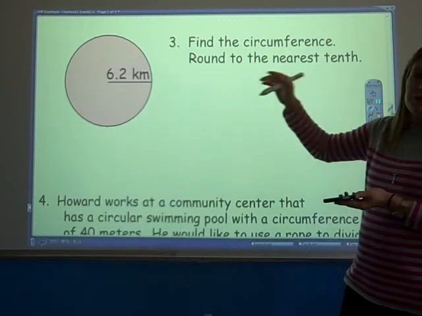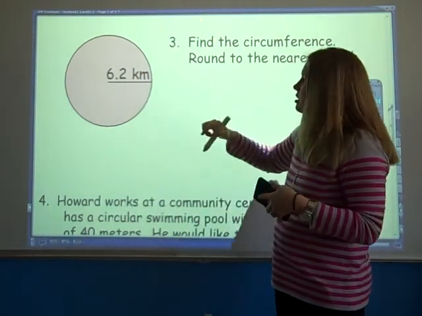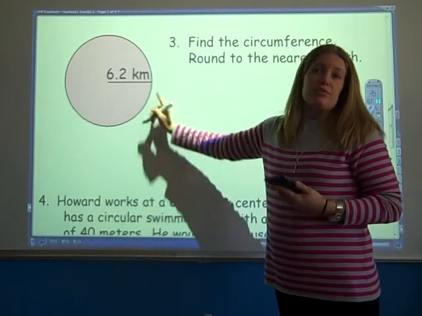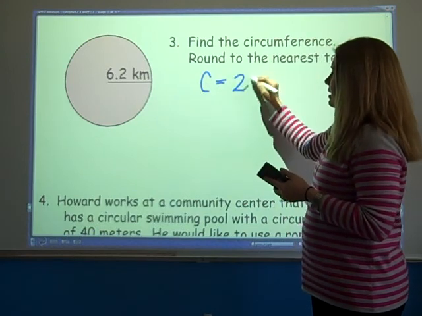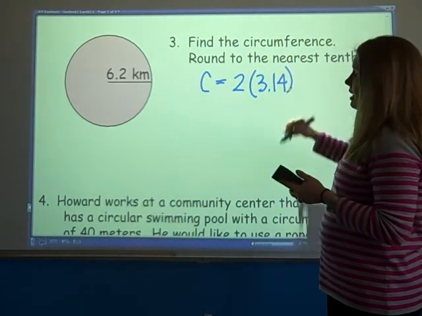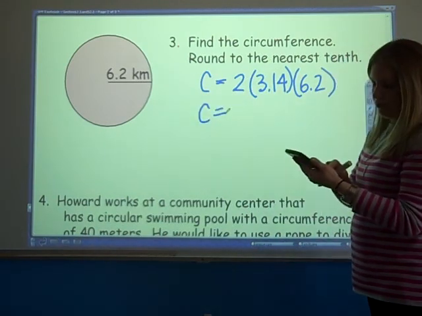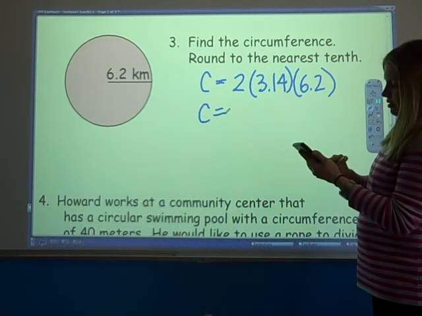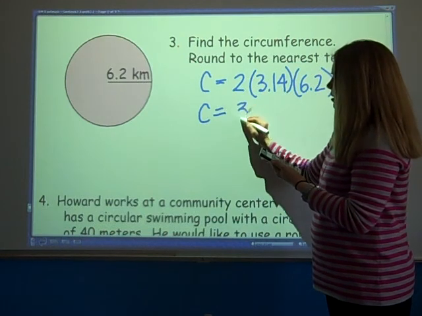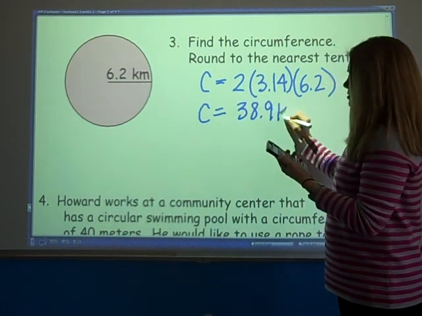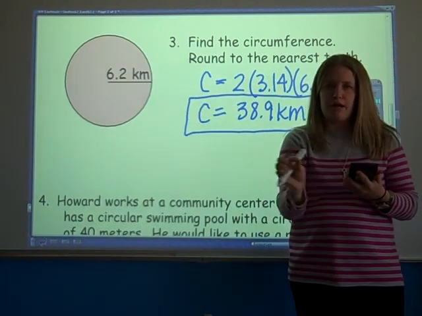Number 3. With each one of these, by the way, you should be drawing the circle. Okay, so if you didn't, go back and draw those circles. Now we have a radius. So now I'm going to use that second formula. Circumference equals 2 times pi times the radius. Again, round to the nearest tenth. The distance around the circle.